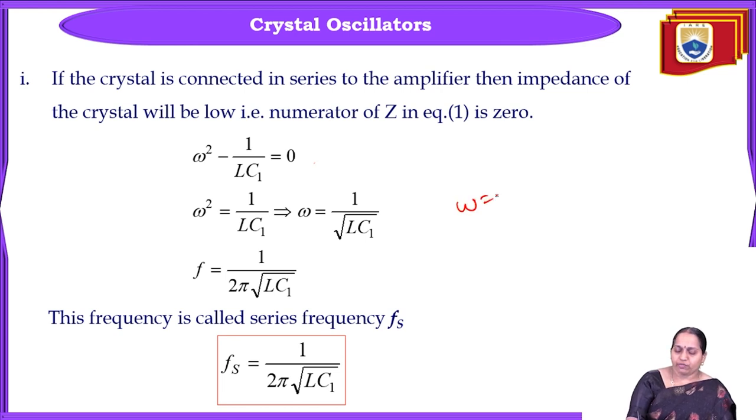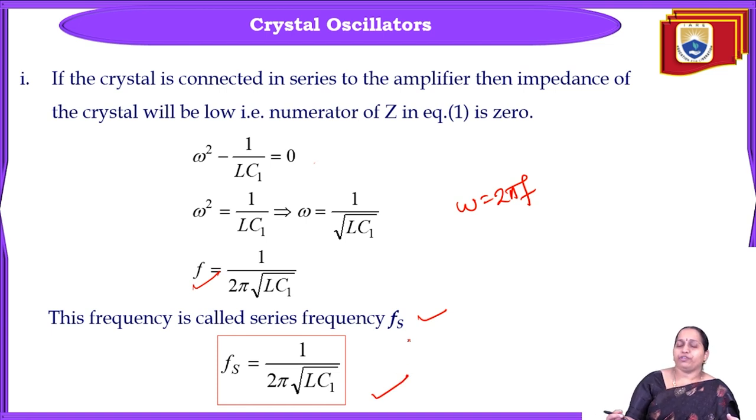Now, we have omega equal to 2 pi f. So replacing omega by 2 pi f, you will have 2 pi f equal to 1 by root over L C1, or f is equal to 1 by 2 pi root over L C1. So this frequency is called the series frequency because you are connecting this crystal in series to the amplifier. This frequency of oscillations is called the series frequency, Fs equal to 1 by 2 pi root over L C1.